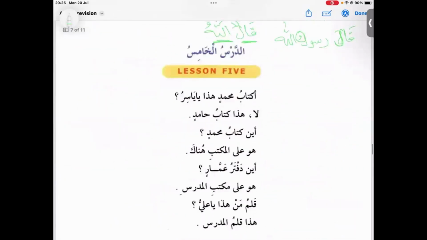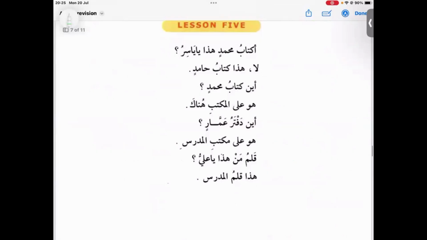Then we went to الدرس الخامس, and we did the rule of إضافة. Now, إضافة on its own is not a complete sentence. If I say kitabu Zaidin, what does that mean? Who can tell me? Zaid's book. It's Zaid's book. But that's not a sentence.